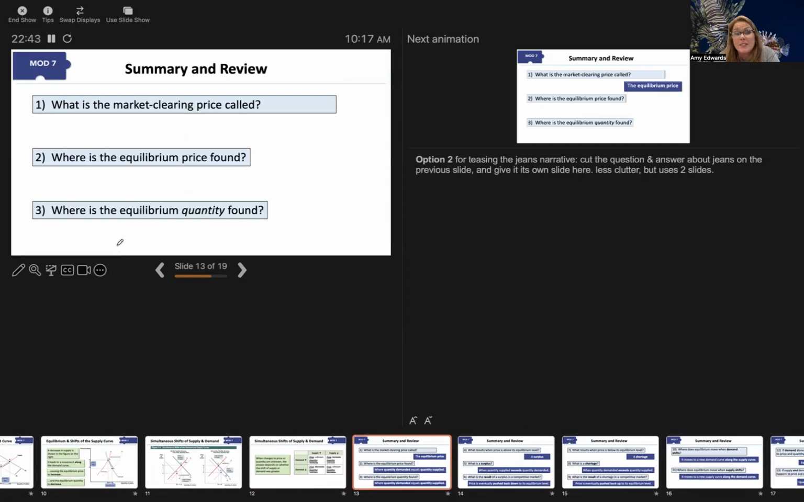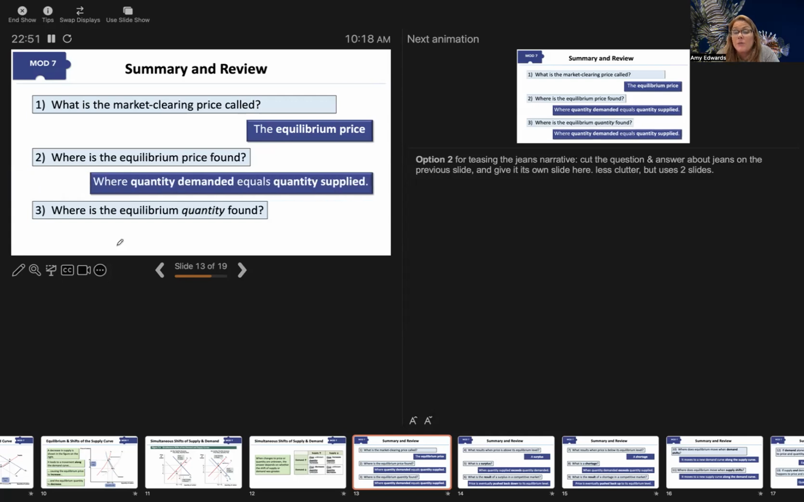Okay. If you need to pause it, equilibrium price. Where is the equilibrium price found? Equilibrium price is going to be found where those two graphs intersect. It's going to be where quantity demanded equals quantity supplied. Where is the equilibrium quantity found?